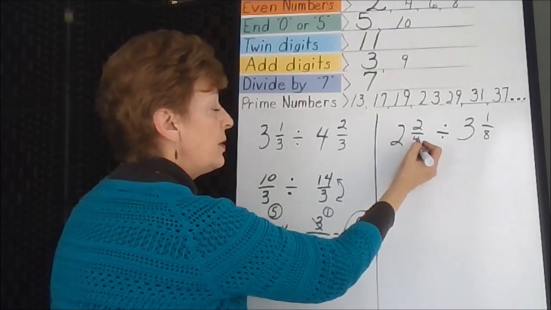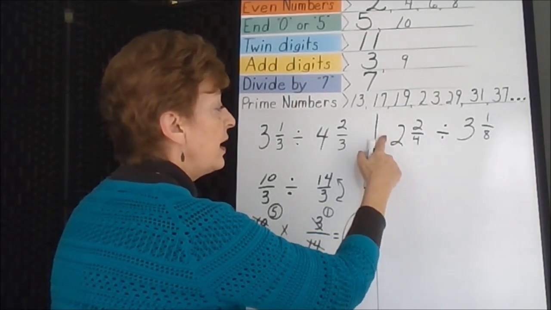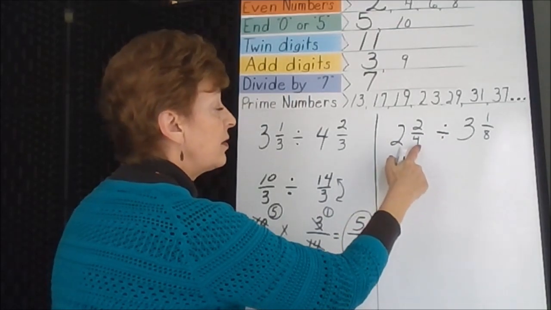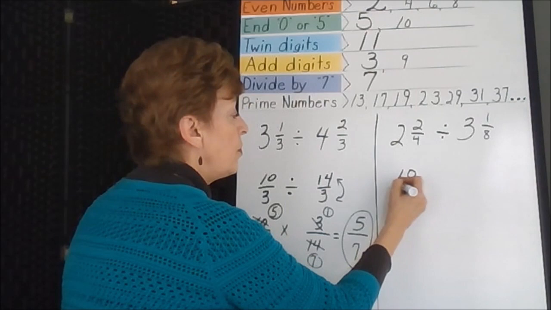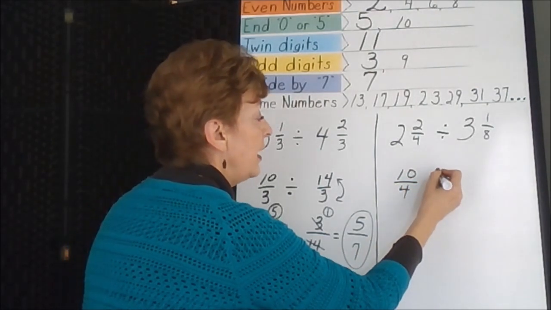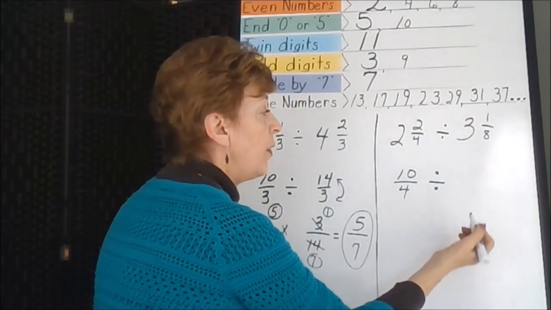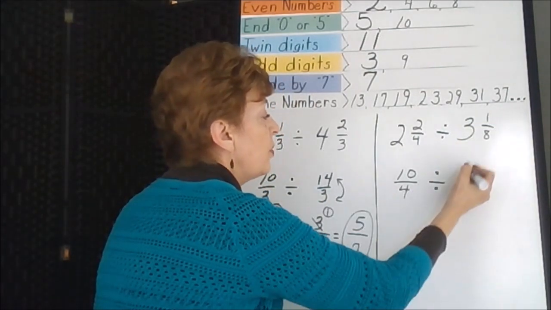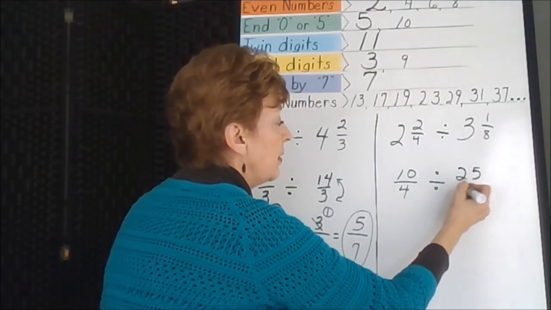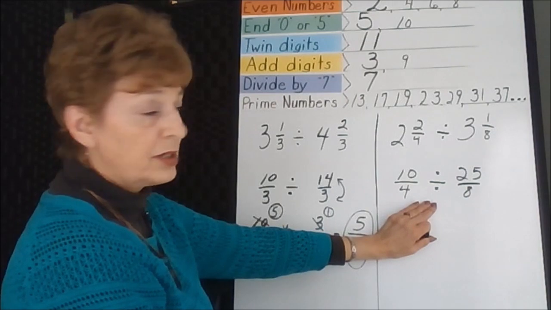Let's change these to improper fractions. How many fourths can we get out of 2 whole things? We can get 8 out of there. 4 times 2 is 8, 9, 10. So we have 10/4 divided by, how many eighths can we get out of 3 whole things? 24. 8 times 3 is 24, and 1 more is 25. 25/8. Now we're going to use our rules for division.